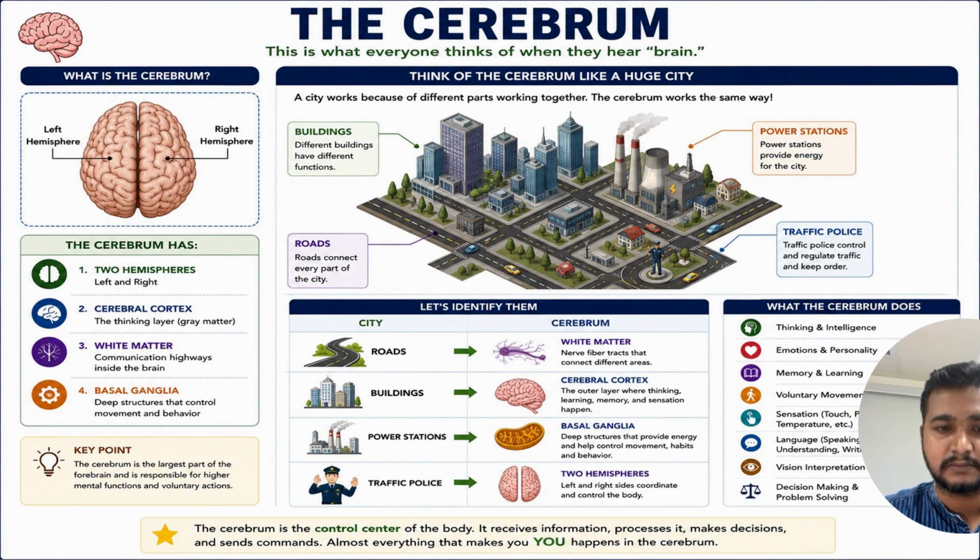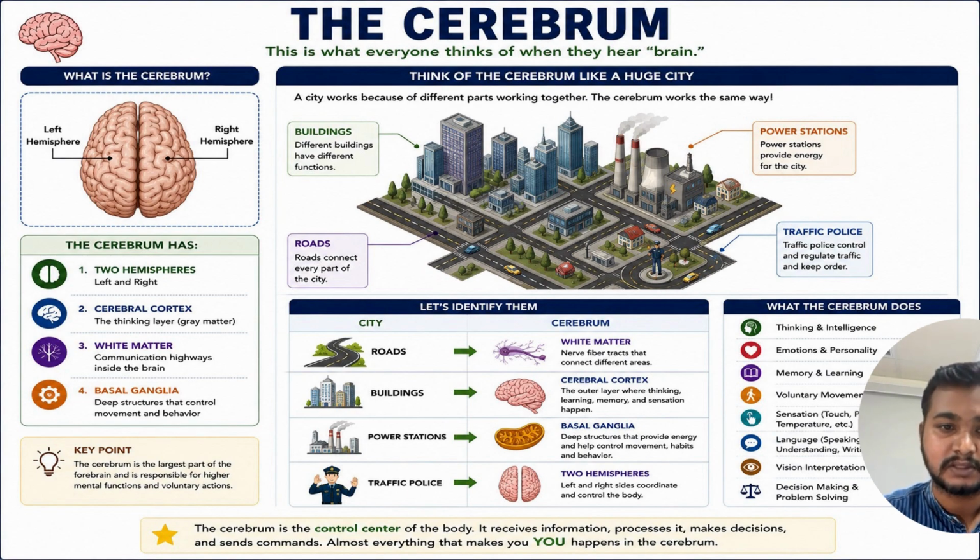Power station. Basal ganglia. Every city also needs a power station to keep everything running smoothly. In the cerebrum, we can compare this to the basal ganglia. The basal ganglia don't create movement. Instead, they help start, smooth, and control voluntary movement. They make your actions precise and coordinated. Without the basal ganglia, movement becomes slow, rigid, or uncontrolled, as seen in disorders such as Parkinson's disease.